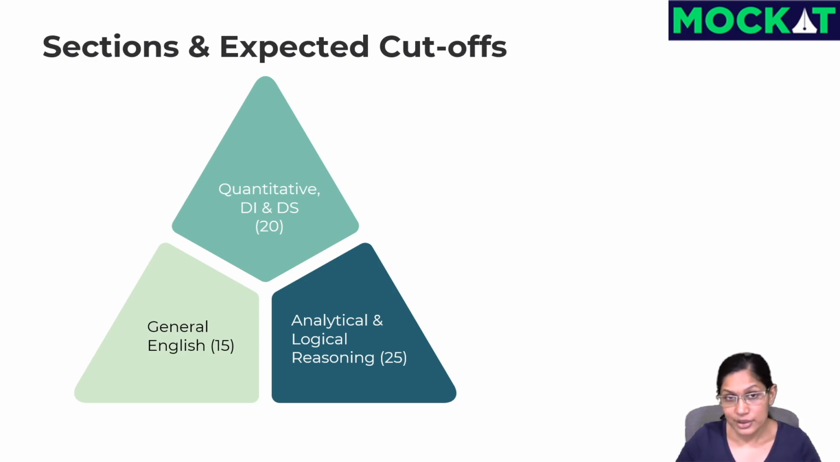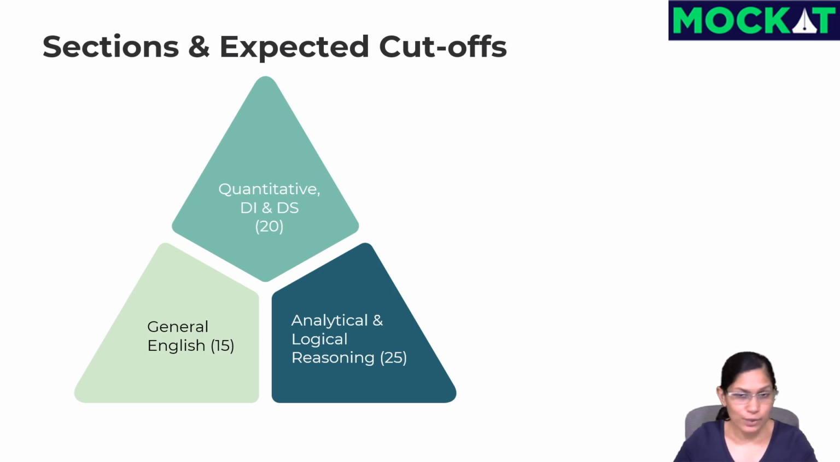In fact, given that there are 25 questions, this definitely would be the one where you probably get your maximum marks. The last is quant, DI and DS, DI being data interpretation and DS being data sufficiency. So you will have a couple of questions in data sufficiency also, totaling to 20 marks.